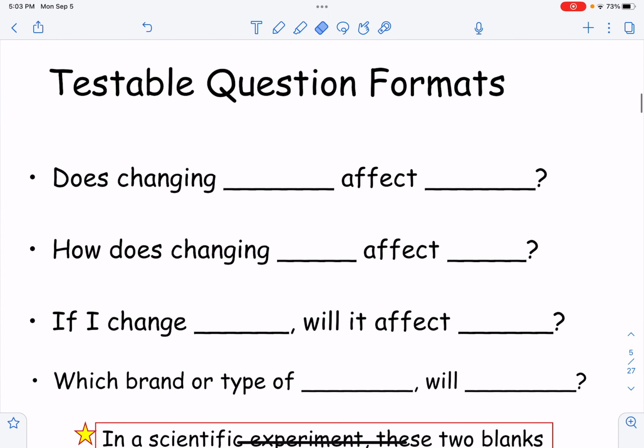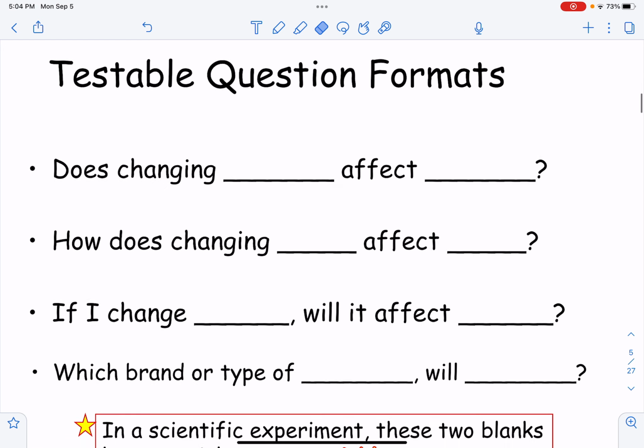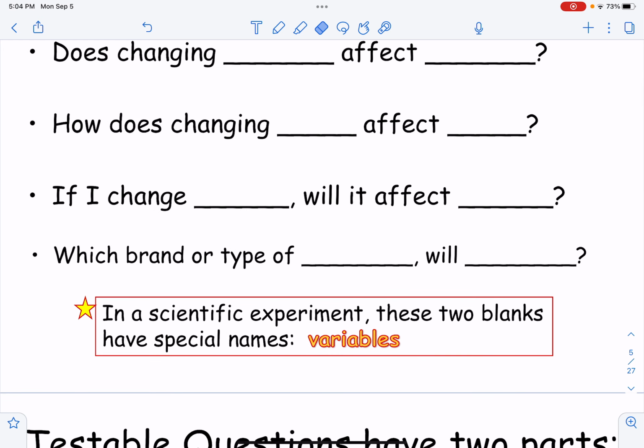These are formats you can use for your question. As a matter of fact, using one of these 4 formats will ensure that you're writing it correctly. Does changing, in this case, the height of the ramp, that's what you're changing, affect what you're measuring, the speed of the car going down the ramp. Now, if you are comparing different brands of something or different types of something, you can use this 4th one. Which brand of sponge will absorb the most water? Which brand of paper towel will absorb the most water? Which brand of paper towel, when wet, will hold the most quarter rolls? You get the idea.